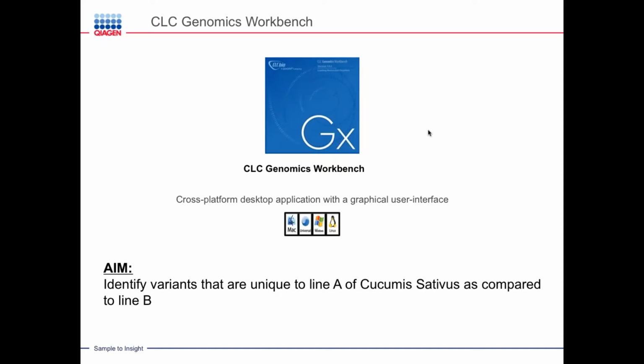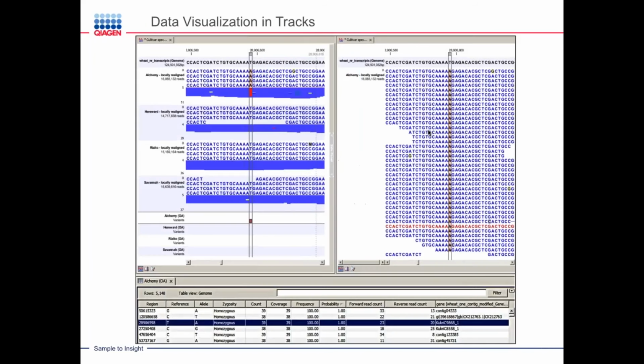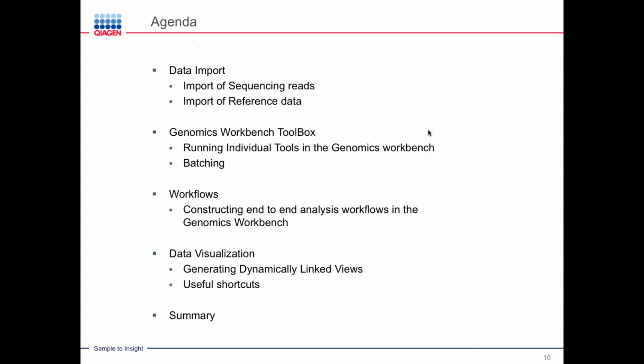And then after comparison, my other aim is to visualize my uniquely detected variants in my line A in dynamically linked views like the one that you're seeing right now. So I want my variants on the screen as a table, and then I want to visualize those variants in a genomic context with my sequencing reads and my annotations. So that is my aim for today.